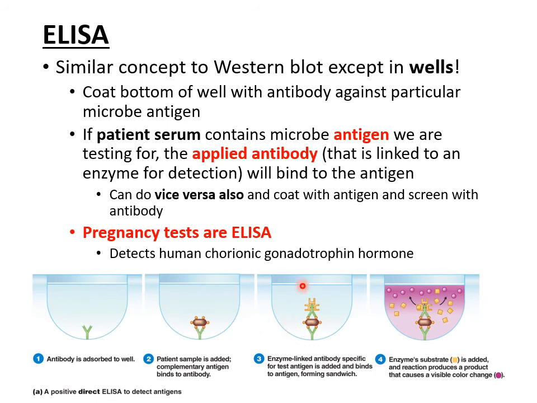You'll then apply another antibody that has detection on it, for instance, color changing detection. And if you see that binding and you get the color change, then you know that that patient is infected. Now, what I want you to remember for ELISA is the fact that pregnancy tests are actually an example of ELISA. So we'll see that in the next slide, what we mean by that.